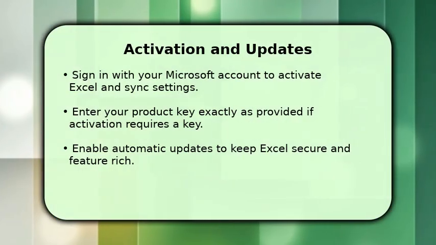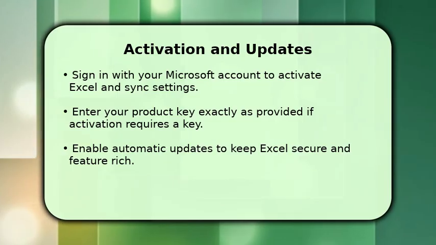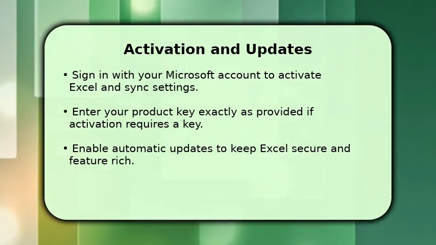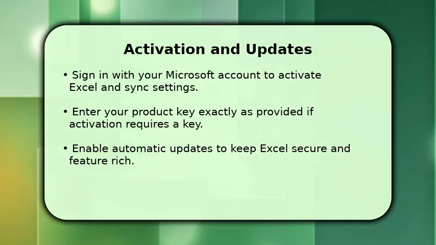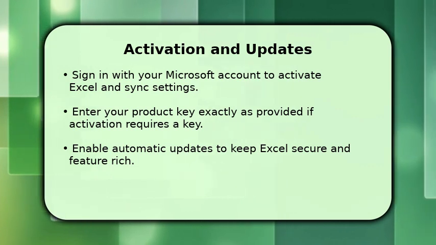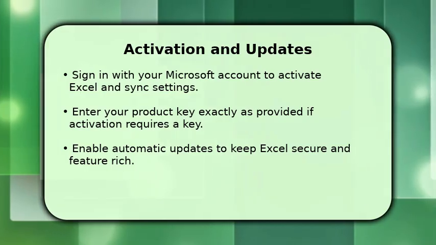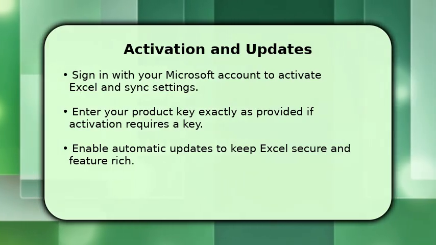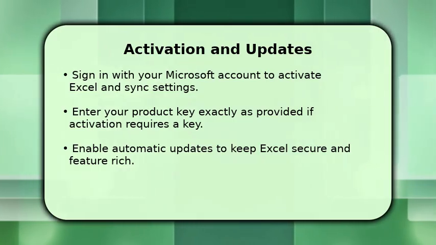Activate Excel by signing in with your Microsoft account, which also syncs settings and OneDrive. If you received a product key, enter it carefully during setup to finalize activation. Enable automatic updates in the Office settings so security patches and new features install without fuss. I will guide you through the activation screen, common errors, and quick fixes to ensure Excel stays updated and ready for work.